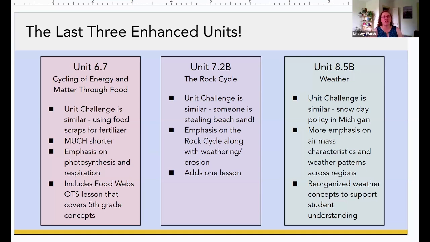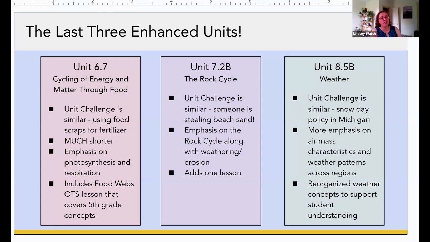Chris and Tony did an awesome job condensing that one and pulling out those key features, really emphasizing photosynthesis and respiration to help keep that unit targeted. It also includes a food webs off the shelf lesson in case your students need some refresher or didn't get great coverage of those concepts in 5th grade. And there's a formative assessment opportunity in lesson 1 to help you figure out if you might need to use that off the shelf lesson.